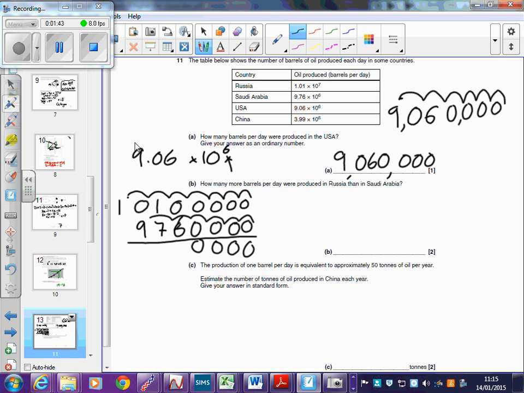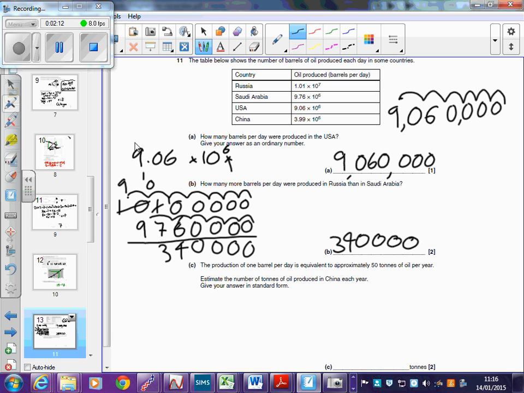I can't do 0 take away 6, so I need to borrow. So I'm going to borrow 1 from there, which is going to leave it with nothing, and got them there. 10 take away 6 is 4. I can't do that, so I'm going to borrow from there, cross out that 10 becomes a 9. I've now got 10 take away 7 is 3, 9 take away 3 is nothing, so I've got 340,000 barrels. So 340,000.